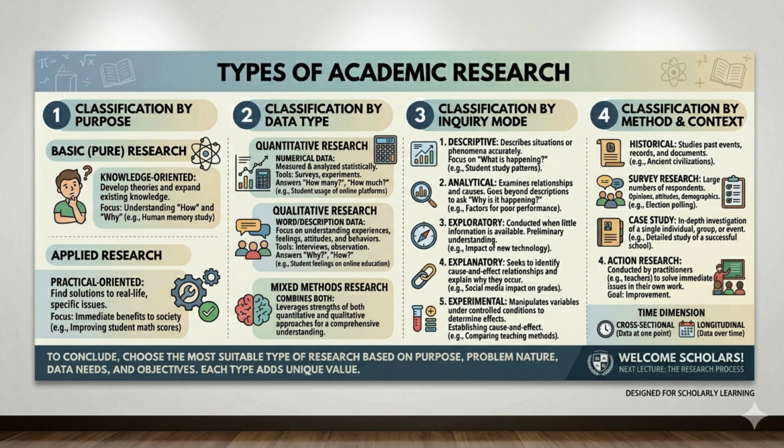Another widely used type is descriptive research. As the name suggests, descriptive research aims to describe a situation, condition, group, or phenomenon accurately. It answers questions such as what is happening, or what are the characteristics of a particular group. For example, a researcher studying the study habits of university students may collect information and describe patterns without trying to explain why those patterns exist.